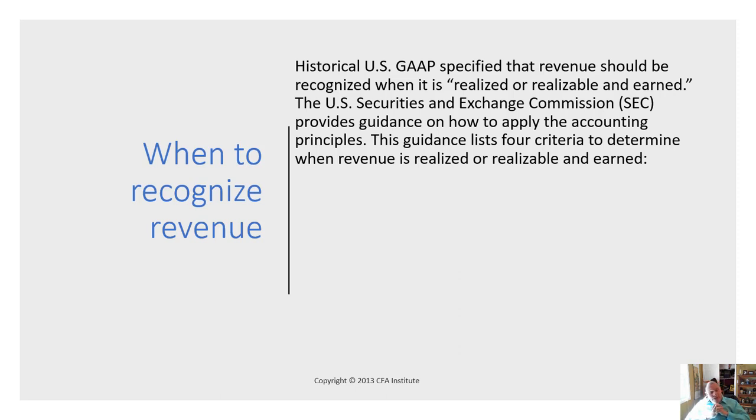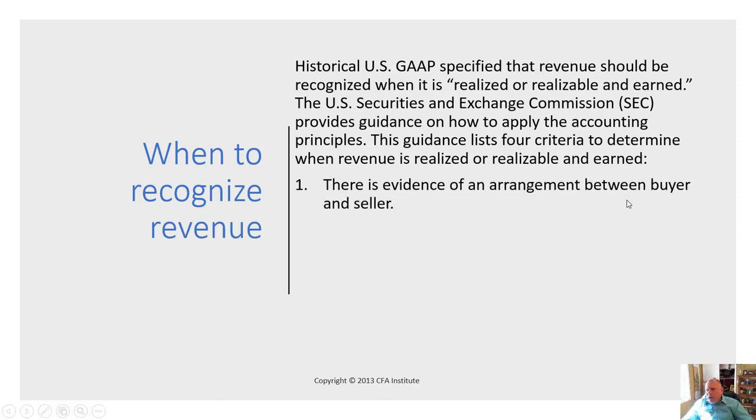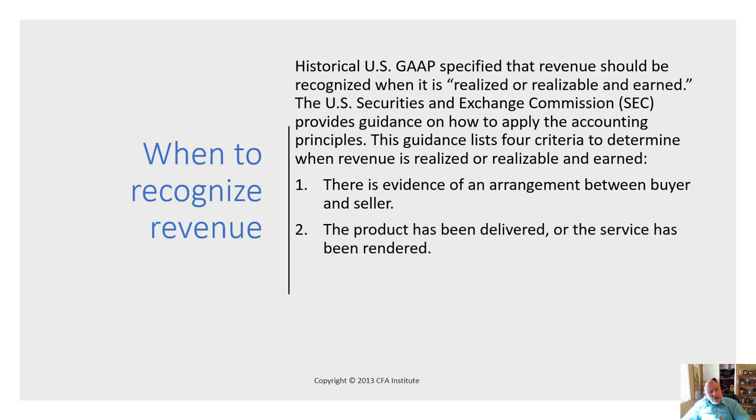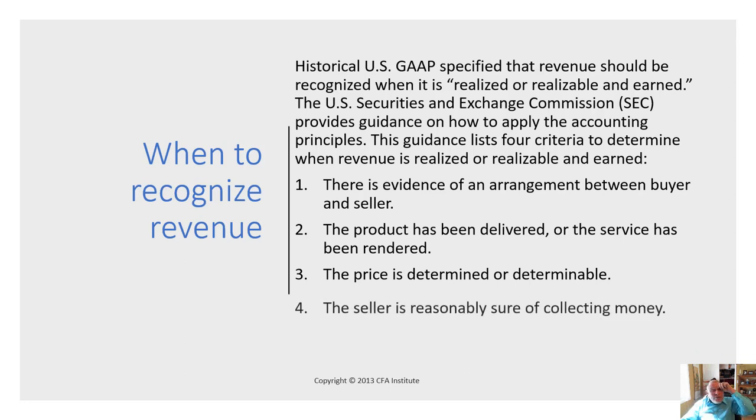The U.S. SEC provides guidance on how to apply the accounting principle. And they list 4 very specific things as to when revenue is realized, realizable, or earned. And you're going to see that there's a difference between that and IFRS. There's evidence of an arrangement between buyer and seller. The product has been delivered or the service has been rendered. The price is determined or determinable, and the seller is reasonably sure of collecting money.